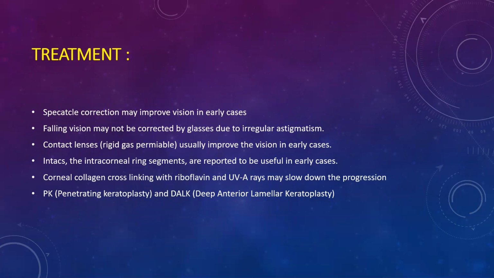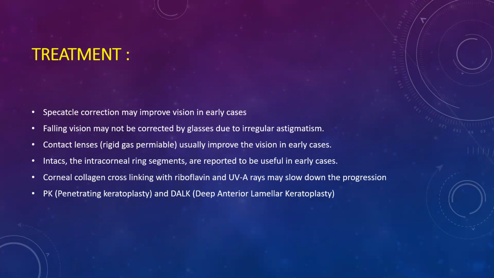In early stages, because the myopia is not too much, you can correct it by giving proper lenses. And once astigmatism sets in, then you cannot correct it by giving lenses. Okay, that is because of astigmatism, like I've told you before. And coming to contact lenses, rigid gas permeable contact lenses can improve sight in early cases only, guys. Again, once astigmatism sets in, you cannot even prescribe contact lenses.